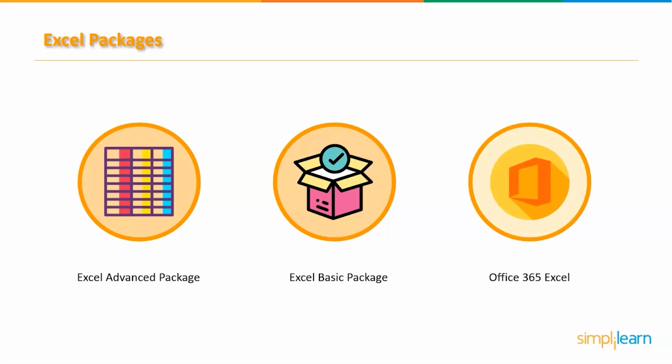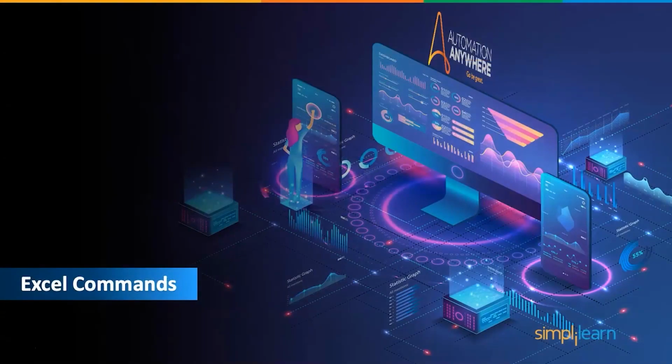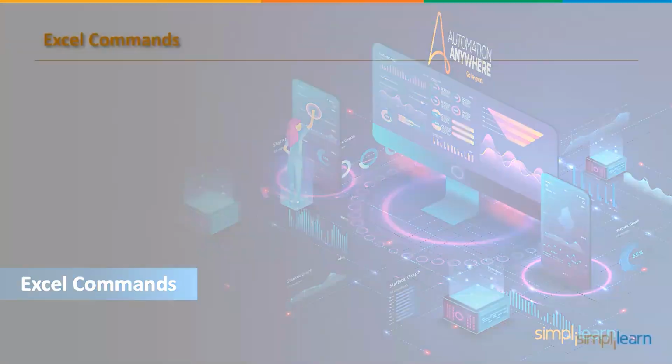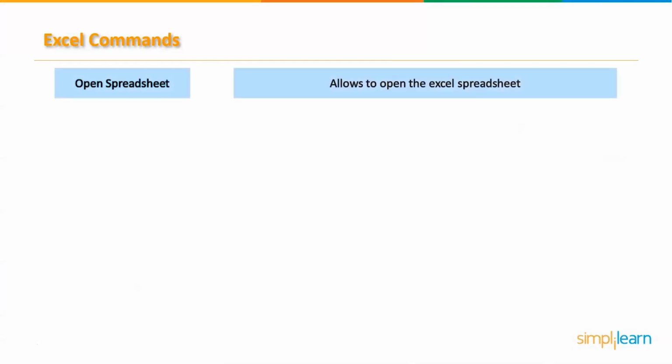Office 365 Excel. This package provides commands for working with Excel online. The Office 365 Excel bundle includes actions that allow you to automate operations in Microsoft Excel online. If you are using Microsoft Excel 365 via a web browser, you can use the Office 365 Excel package to automate Excel process. Let's look at the Excel commands. Some of the Excel commands are Open Spreadsheet. This allows to open the Excel spreadsheet.